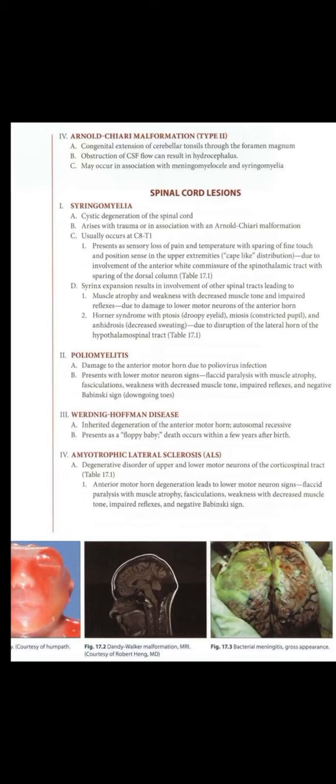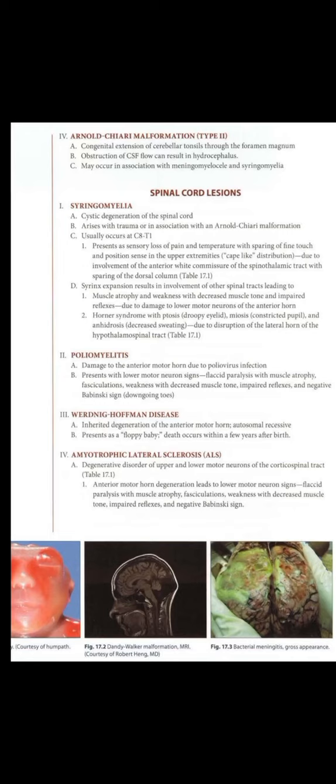Horner syndrome with ptosis, droopy eyelid, miosis, constricted pupil, and anhidrosis, decreased sweating due to disruption of the lateral horn of the hypothalamospinal tract.